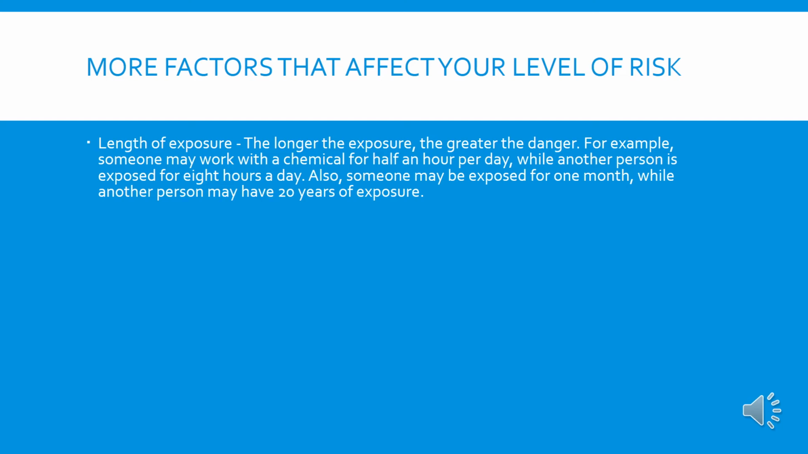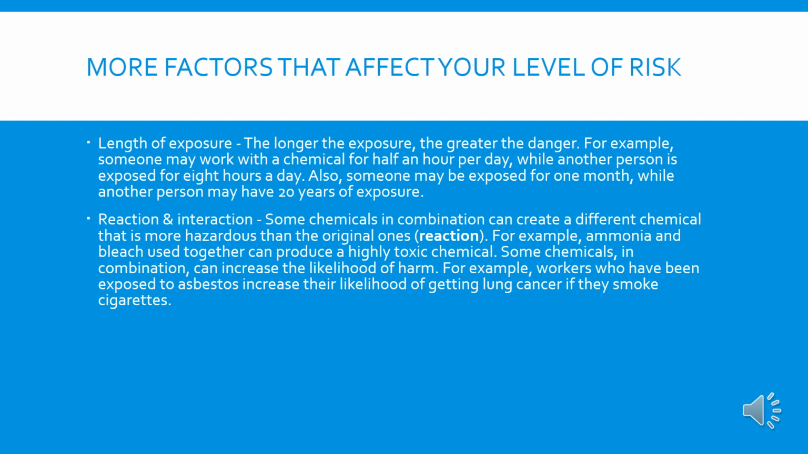Reaction and interaction. Some chemicals in combination can create a different chemical that is more hazardous than the original ones, reaction. For example, ammonia and bleach used together can produce a highly toxic chemical. Some chemicals in combination can increase the likelihood of harm. For example, workers who have been exposed to asbestos increase their likelihood of getting lung cancer if they smoke cigarettes.